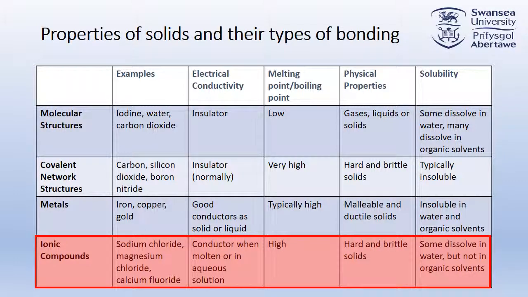Okay, welcome back to the second part of our lecture on introducing properties of solids and their types of bonding. So we've looked at molecular solids, we've looked at covalent network structures, and now we're going to look at ionic compounds and also metals.